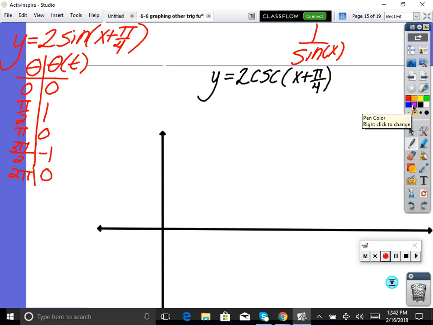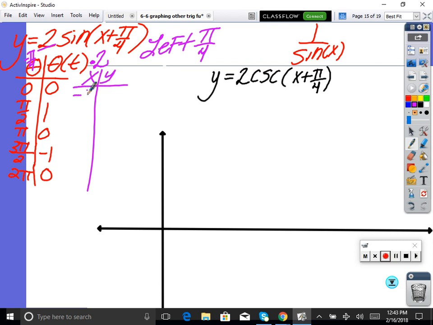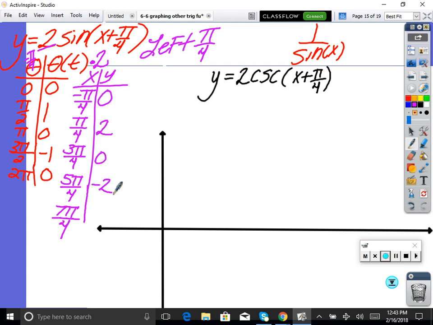And then for our new points, we'd say, okay, this is stretched by 2, so we're going to times by 2. And then we're shifting left pi fourths. So that means we would be taking all of these and subtracting pi fourths. So my new x, y points to plot: 0 minus pi fourths is negative pi fourths. Pi halves minus pi fourths is pi fourths. Pi minus pi fourths, I believe, is 3 pi fourths. 3 pi halves minus pi fourths is 5 pi fourths. And then 2 pi minus pi fourths is 7 pi fourths. And then we would times all of these by 2. So 0, 2, 0, negative 2, 0.